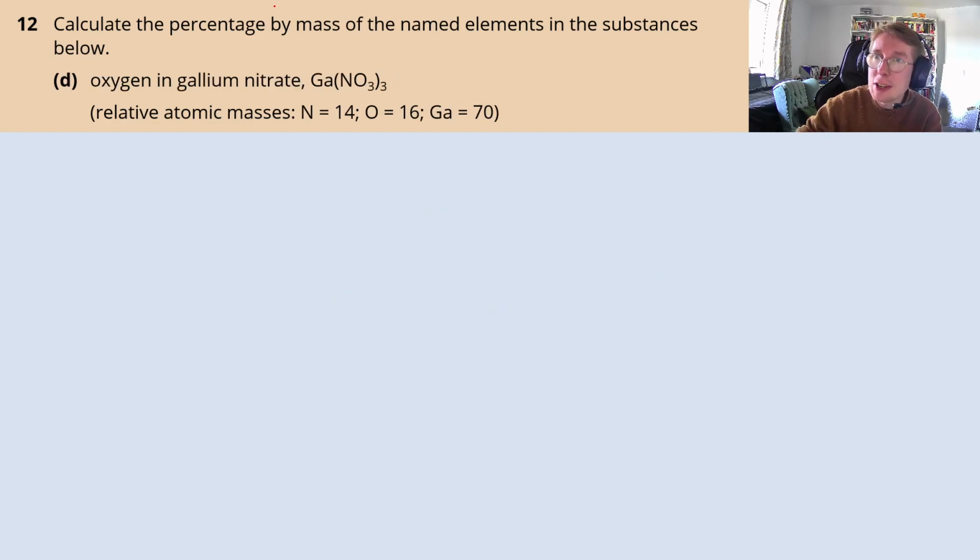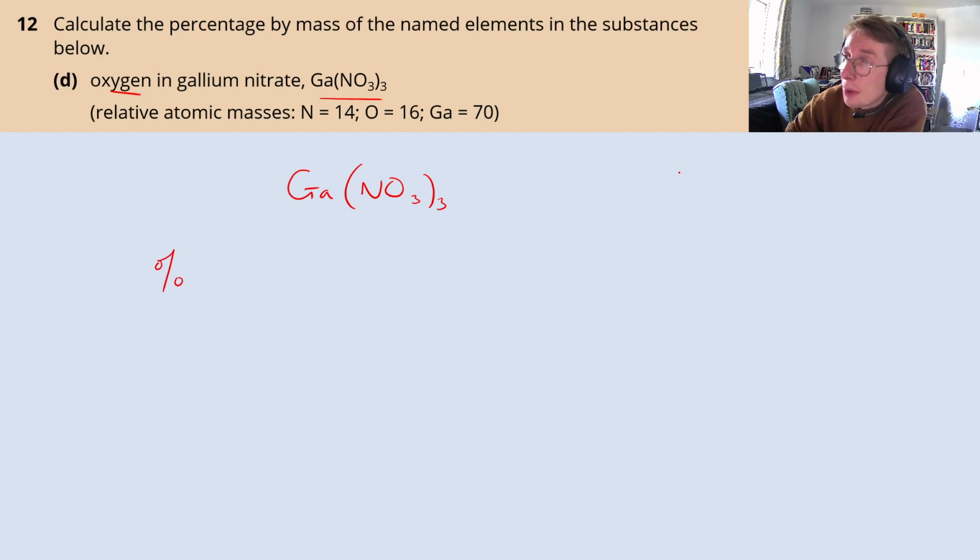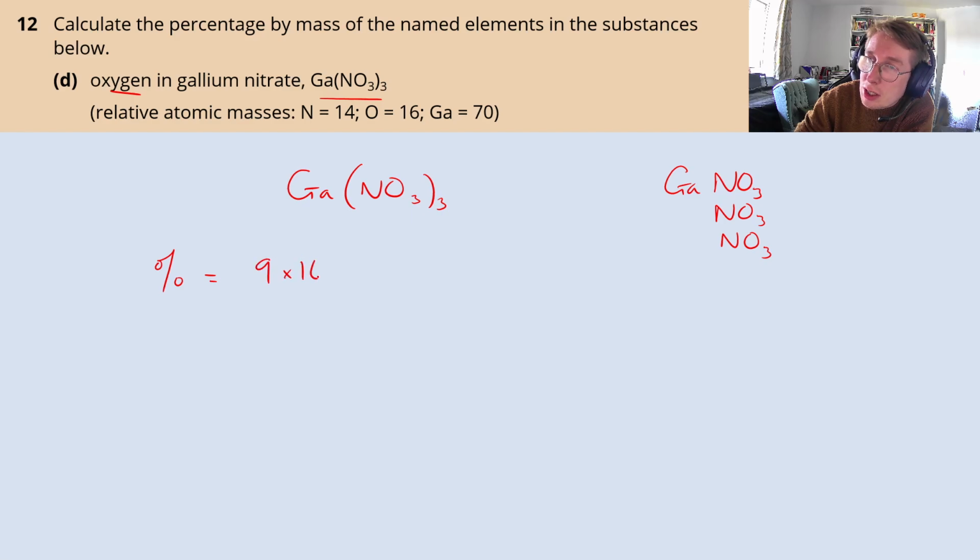Finally then, we've got D. We're looking at the percentage by mass of oxygen in gallium nitrate. So it's a bit more of a complicated substance here. So here is our formula. Now, first of all, we need to figure out how many oxygen atoms we've got in this compound. So we've got the 1 gallium, but then we've got 3 lots of nitrate. So NO3, NO3, NO3. So we've got 1, 2, 3, 4, 5, 6, 7, 8, 9 lots of oxygen in the gallium nitrate. So on the top of my equation, we're going to have 9 times 16.